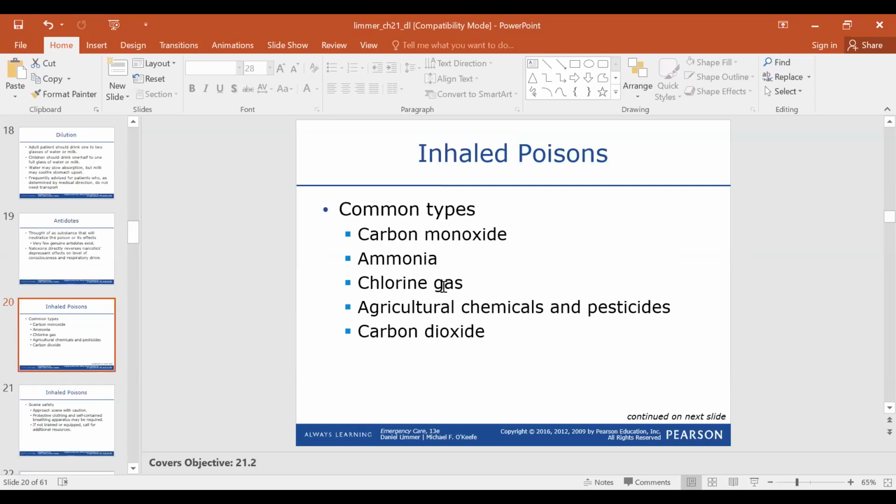For inhaled poisons, carbon monoxide, so not a lot, but some people that commit suicide will go into the garage, close the garage, and leave the car on, and the carbon monoxide that comes out of the exhaust will displace the oxygen in your blood system and cause your patient to die that way. Ammonia is another one, chlorine gas. These are all gases that could be inhaled, and if inhaled for a long period of time, can cause damage and death, of course. And carbon dioxide, which we already know about.